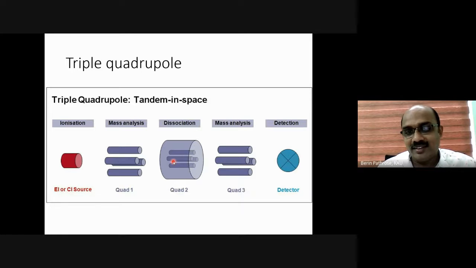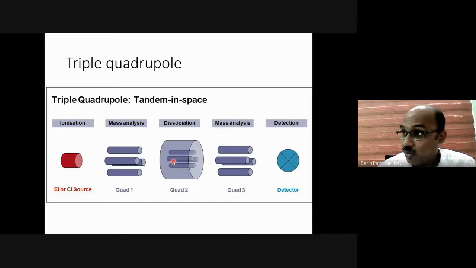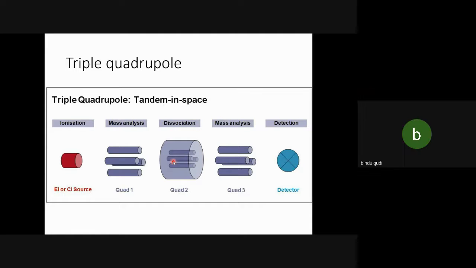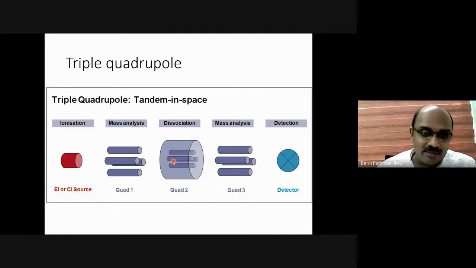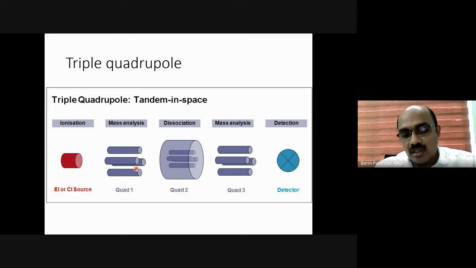1 and 16. Hydrogen is 1, oxygen is 16. So 1 and 17. So what will happen? Remember, water is passing through, and it measures the molecular weight. So it measured it as 18.